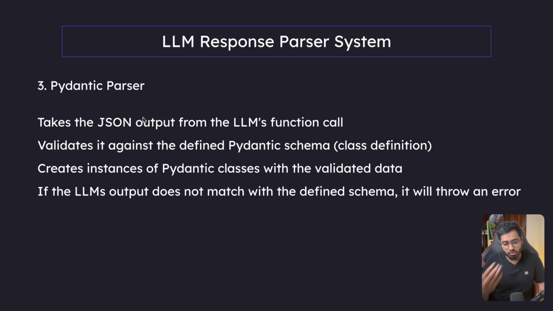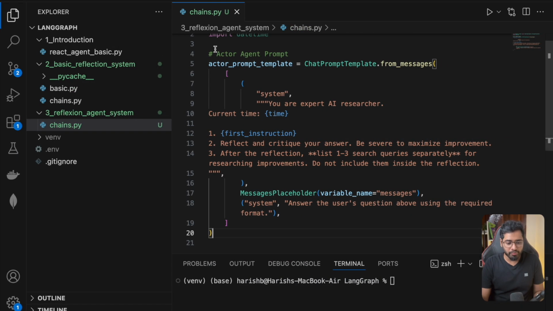It takes the JSON output, it validates it, and then it is going to create an instance, a class or a model, and it makes it easier for us to use Python and then extract the stuff and start working with it. Okay, so these are the steps. So far what we've done is we've written the actor prompt template right here.